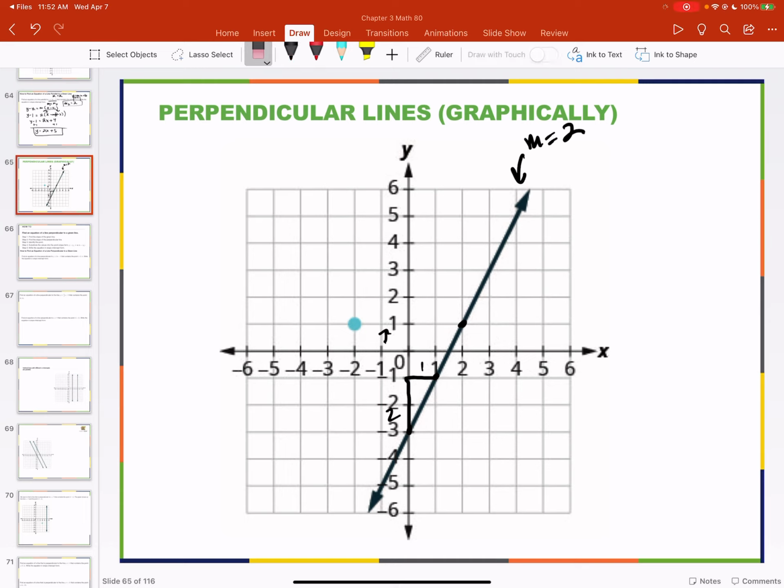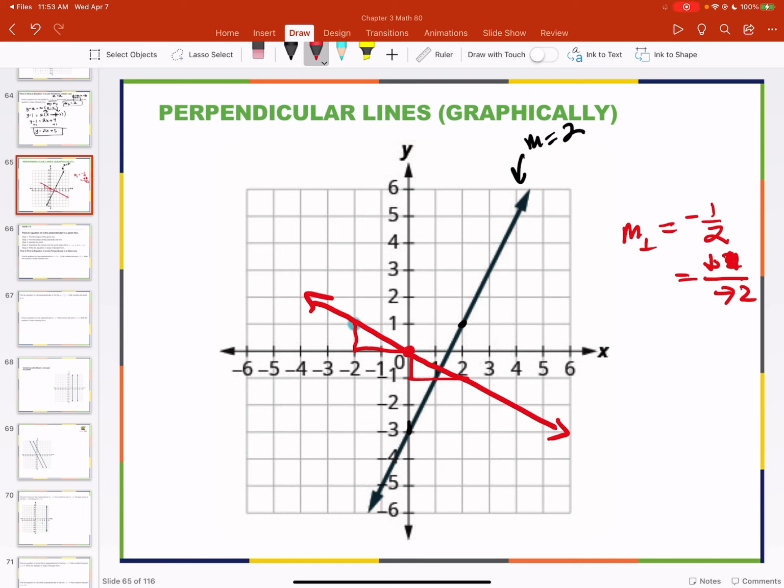Now, if I want to draw a line perpendicular to this line, the slope of the perpendicular line is going to be the negative reciprocal of the first. Remember that the slopes are negative reciprocals. In other words, you just take the reciprocal of the first number and then add a negative. So let's test that. If this is -1/2, it goes down 1 and to the right 2. Okay, let's draw this. And notice, they make a perfect right angle with each other. So they're perpendicular: two lines that cross on the same plane at 90 degrees.